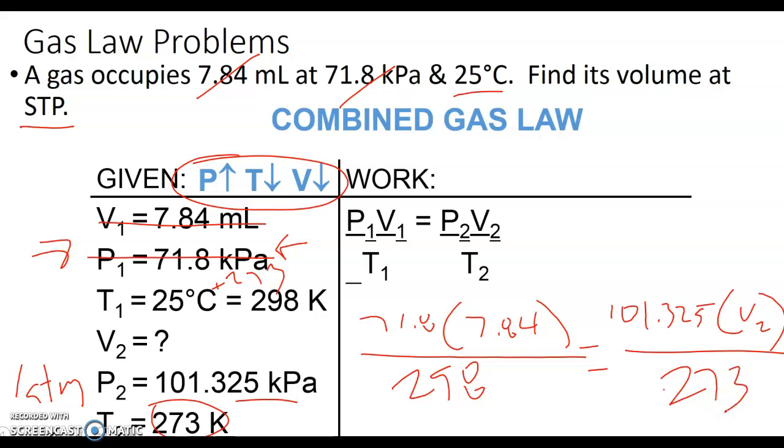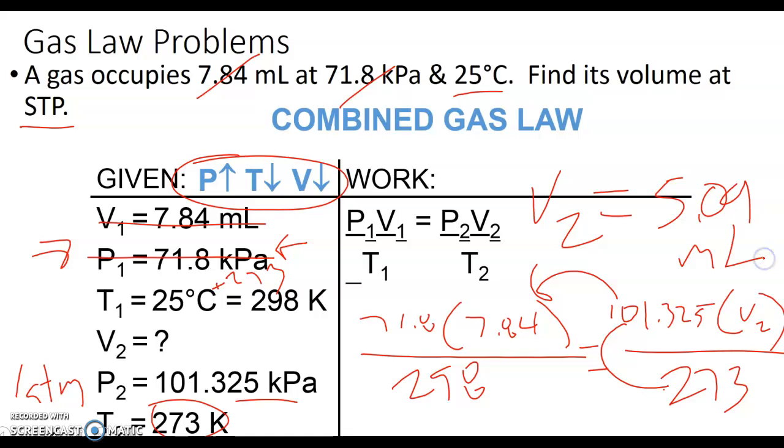To solve this, I'm simply going to take the reciprocal of this, put it over here, and multiply it out. So I'm basically canceling out the right side and doing the same to the left side. My answer, if you work that on the calculator, is going to be 5.09, and we're in milliliters because that's what we were given up here. So that's the combined gas law.